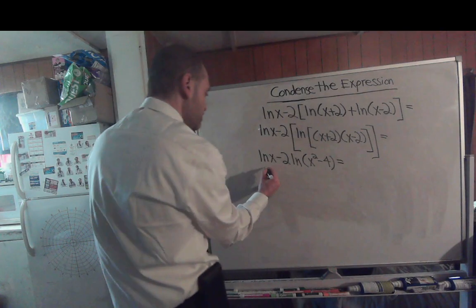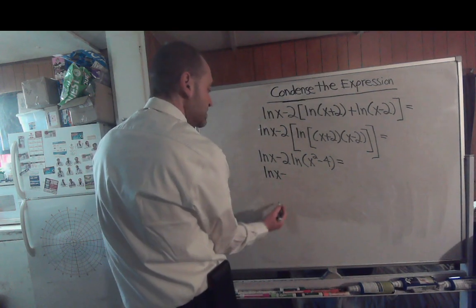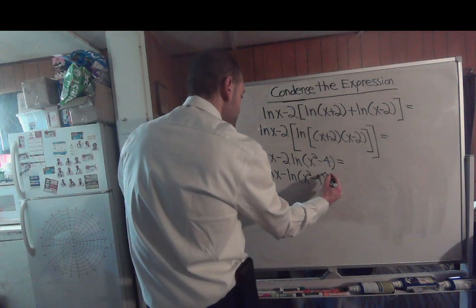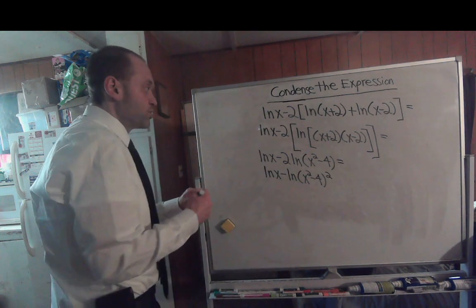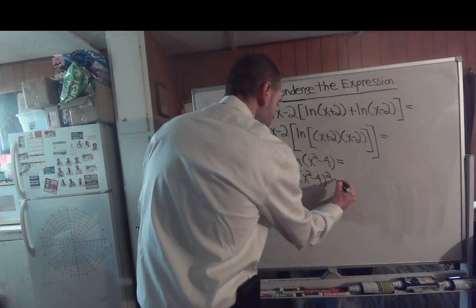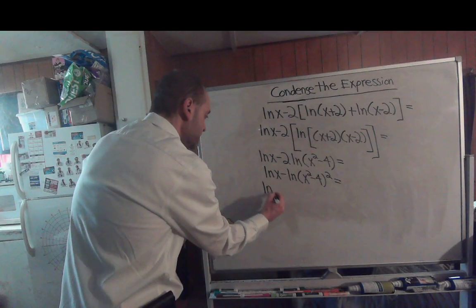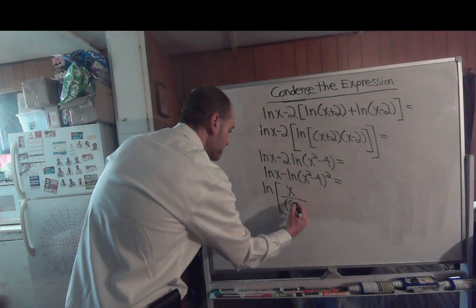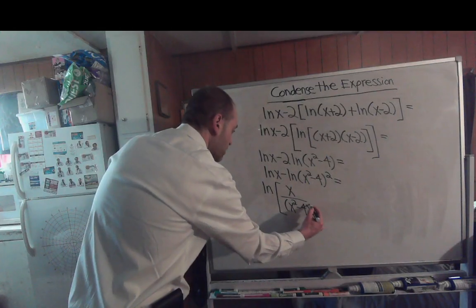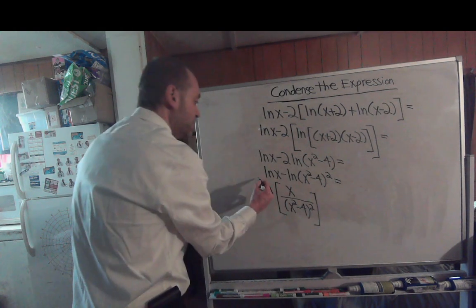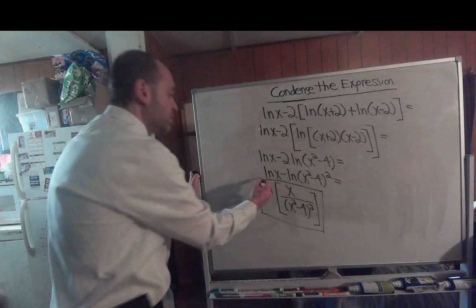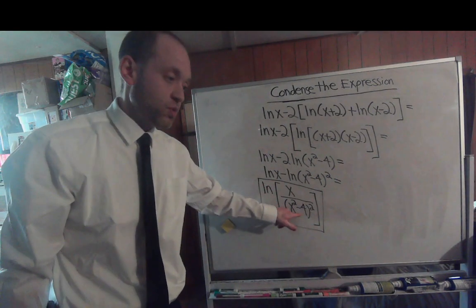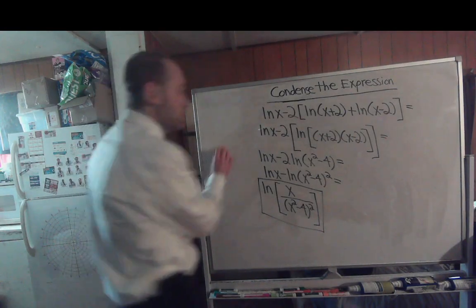So this would turn into the natural log of x minus the natural log of x squared minus 4 raised to the second power, which now we're just down to a difference of two logs. So this will apply the quotient rule. This will become the natural log of x all over that x squared minus 4 raised to the second power. That would be how you would condense this into one logarithm. All this turns into the natural log of x divided by the x squared minus 4 raised to the second power.